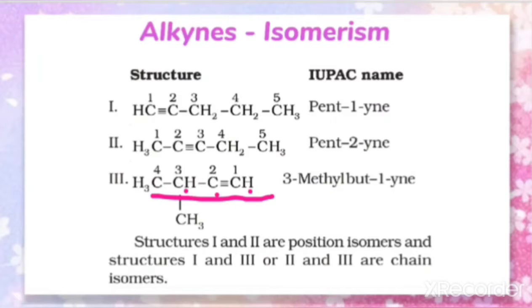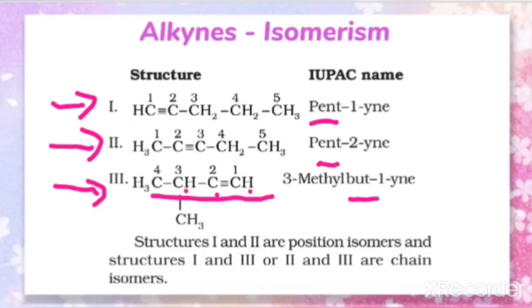So when you look at the third structure and compare it with the first and second, you can see that in the first and second structures, the number of carbon atoms in the main chain is 5. That's why the word root is pent here. And what is the word root in the third structure? That is but, because the number of carbon atoms in the main chain is 4. So here there is a difference in the number of carbon atoms in the main chain. Therefore, we can say that these isomers are called chain isomers.